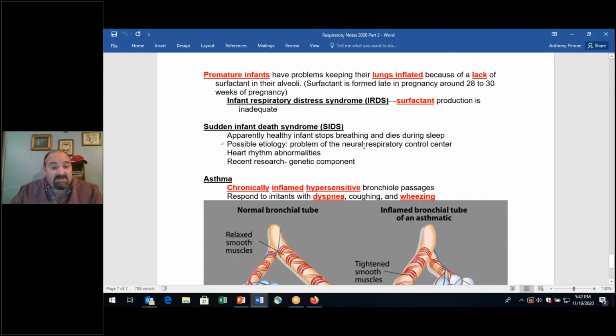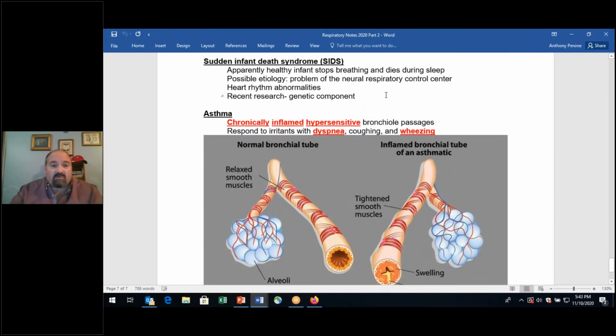Sudden infant death syndrome, SIDS. This is something where we don't really understand what's going on: a healthy baby stops breathing and dies during their sleep. Something may be going on regarding the nervous system, and also possible heart rhythm abnormalities. I have not had a patient whose child died of SIDS, but many do throughout each year. Trying to figure out and understand the etiology behind it can sometimes be very difficult.